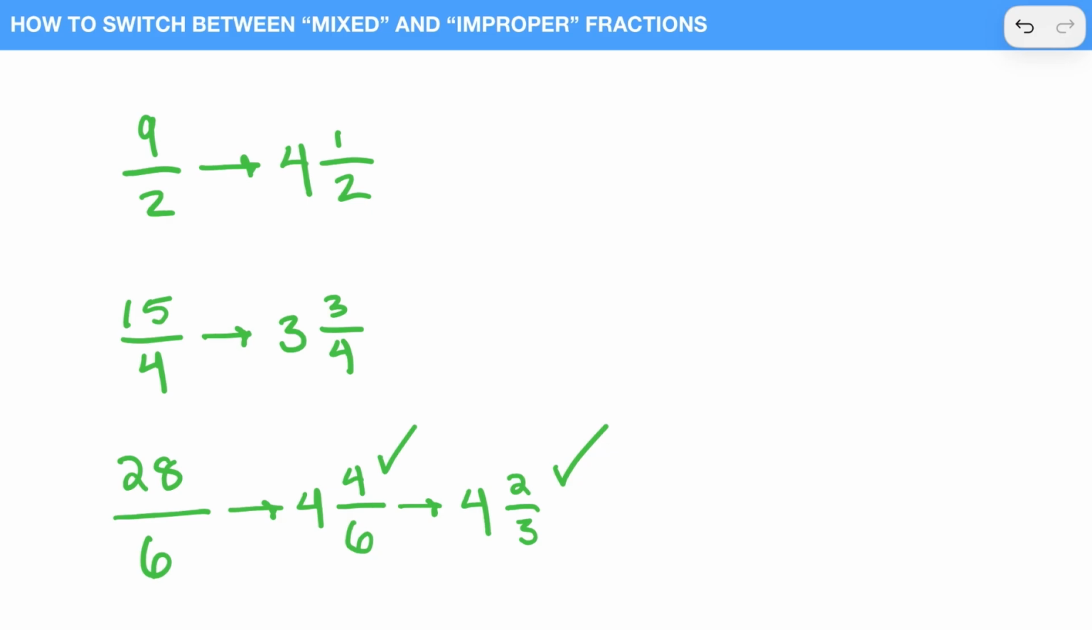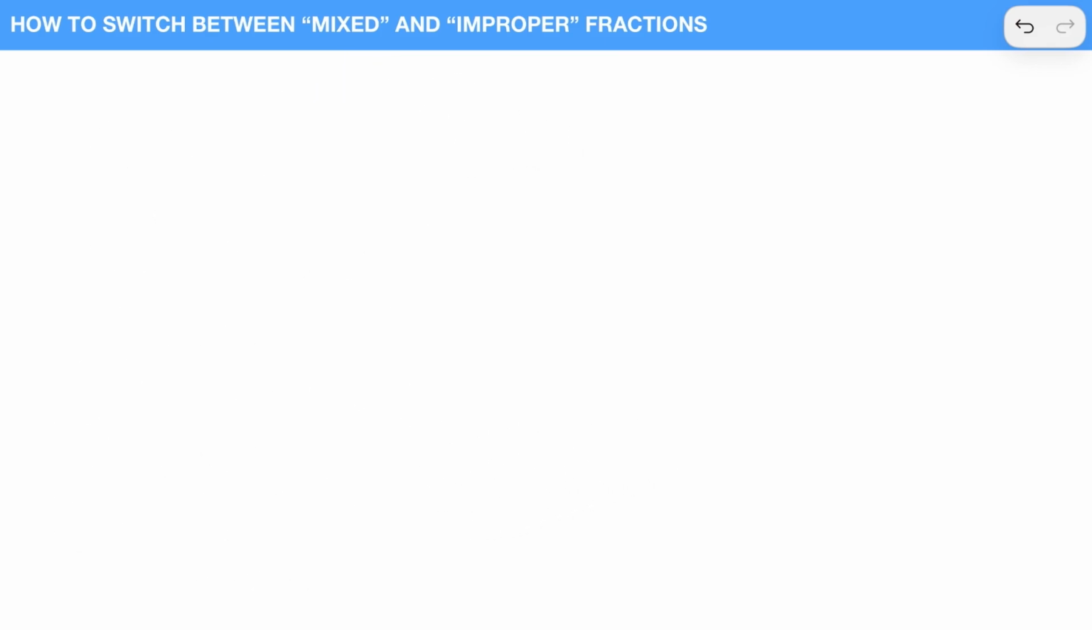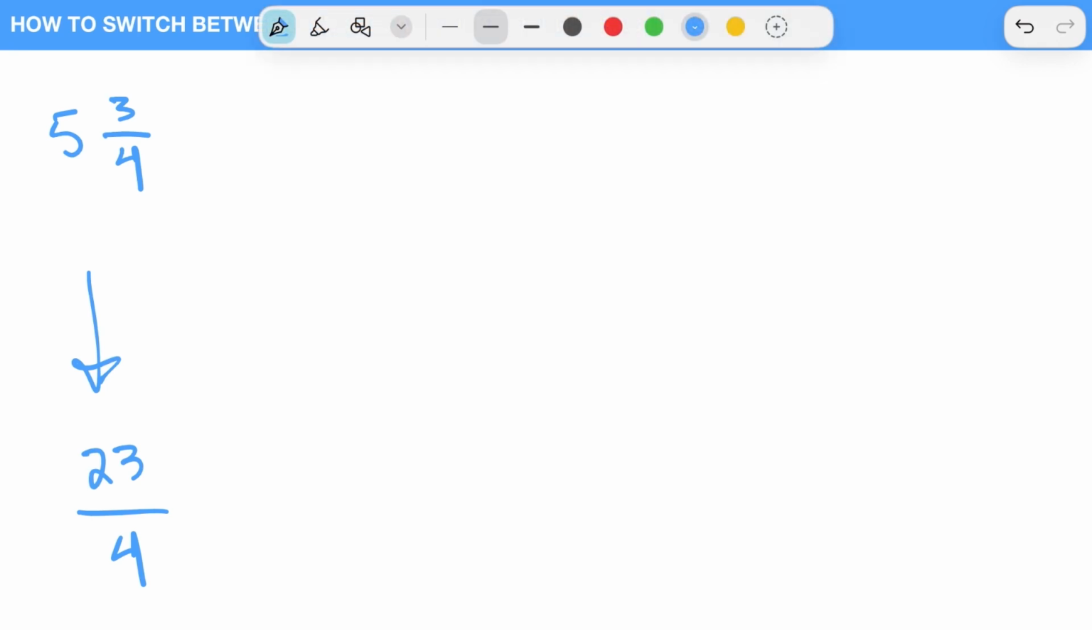Now, that's going from improper to mixed. How, though, do we go from mixed to improper? Well, let's see. Let's say that I'm considering that first example, and I have 5 3/4, and I know that I want to get back to 23 fourths. How do we go from here to here? Well, there's a bit of a process to this. It's pretty easy and easy to remember.